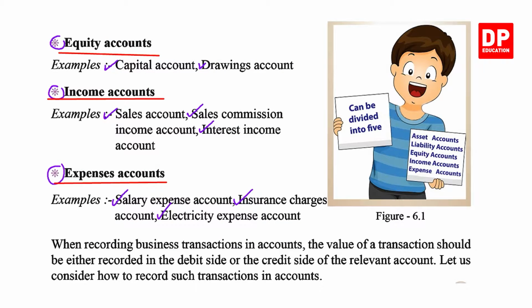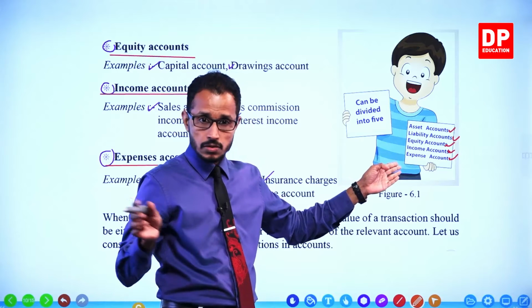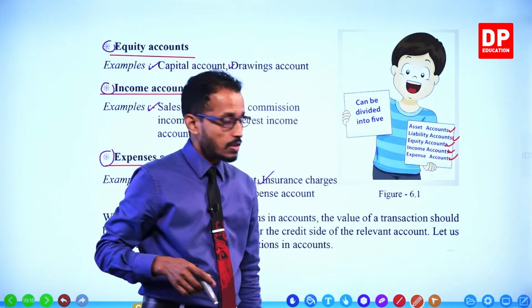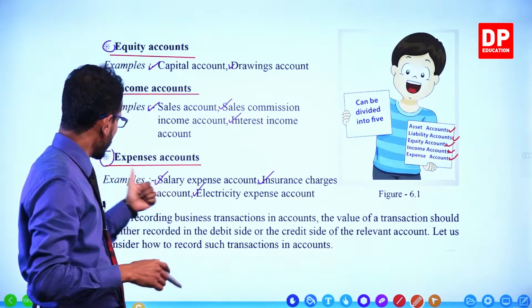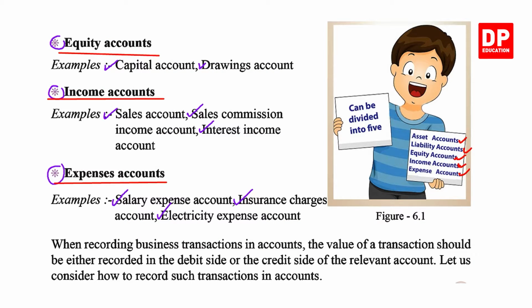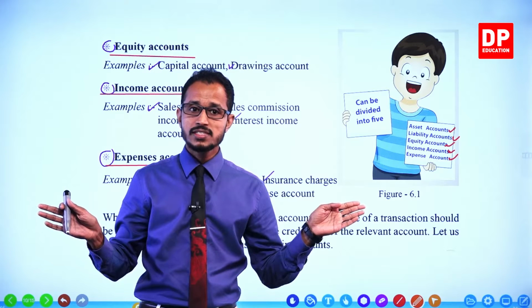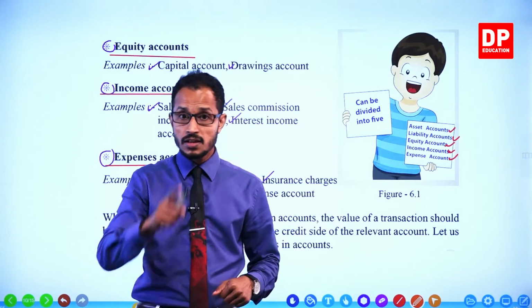The picture even shows accounts can be divided into 5: assets, liabilities, equity, incomes and expenses. Alright, so 5 types of accounts. And it says, when recording business transactions in accounts, the value of a transaction should be recorded in either the debit side or credit side of the relevant account. That's something interesting. Let's learn about it.